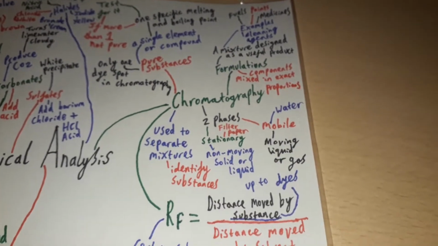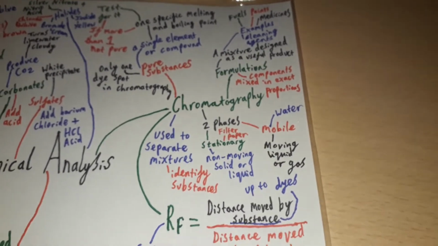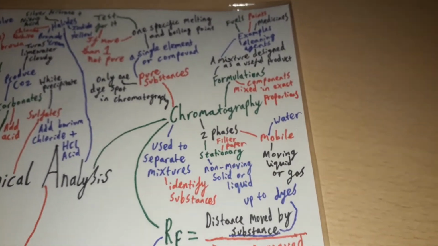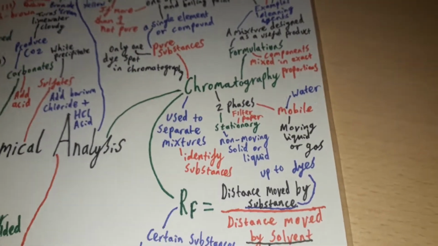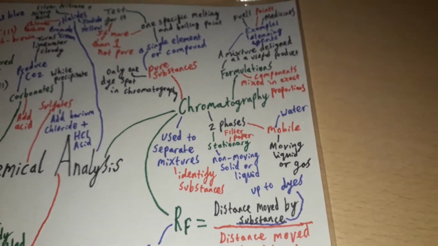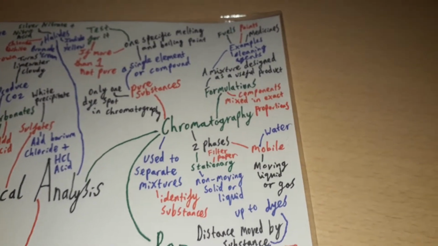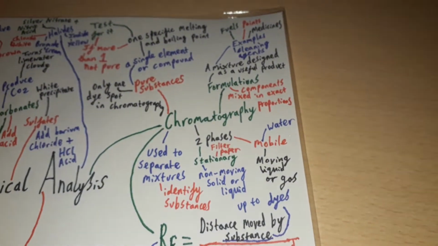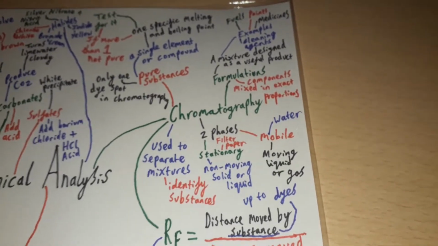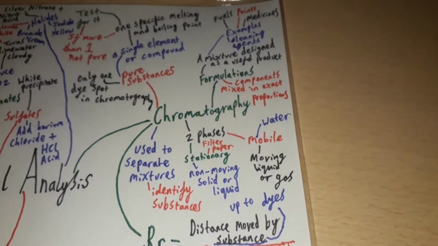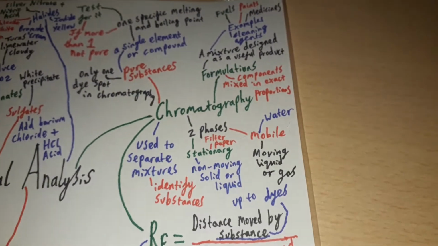The stationary phase is the non-moving solid or liquid. In the required practical we do, this is the filter paper, as the actual thing itself doesn't move. However, there's also the mobile phase, which is the moving liquid or gas, which in the required practical is the water, as it submerges the filter paper.